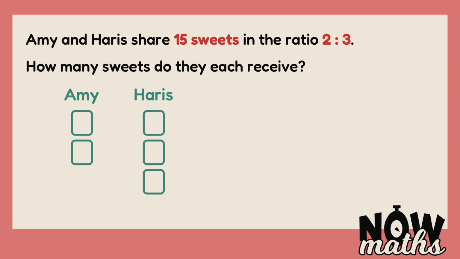Now we need to work out how to share the 15 sweets between Amy and Harris. Altogether we have 15 sweets, and between Amy and Harris there are 5 parts of ratio. Each part of the ratio must contain the same number of sweets, so we're going to divide 15 into 5 equal parts. And 15 divided by 5 is 3. So each part of the ratio has 3 sweets in it. To show this, we're going to write the number 3 in each of the empty boxes that we drew before.